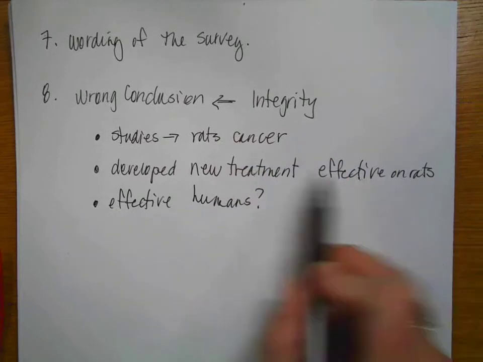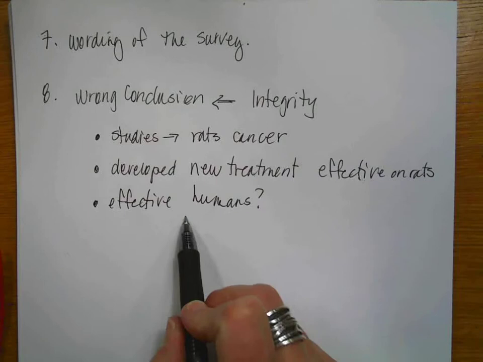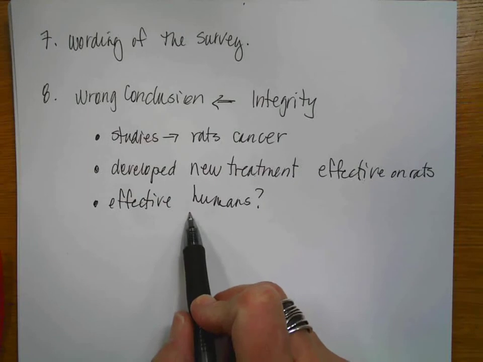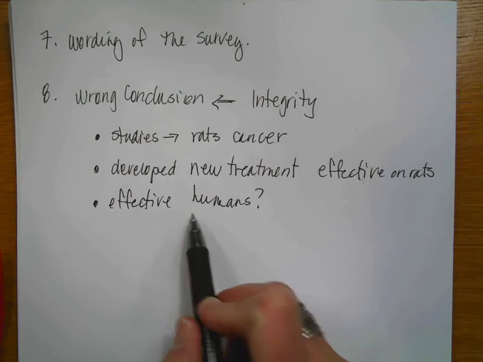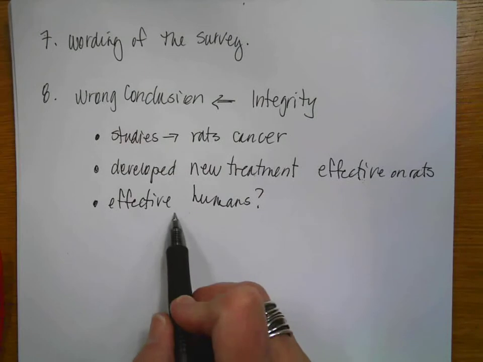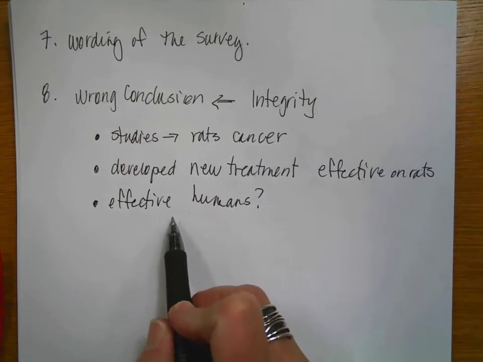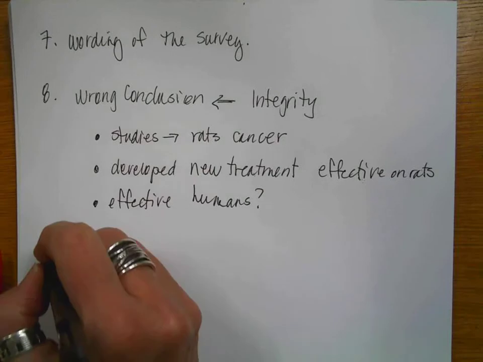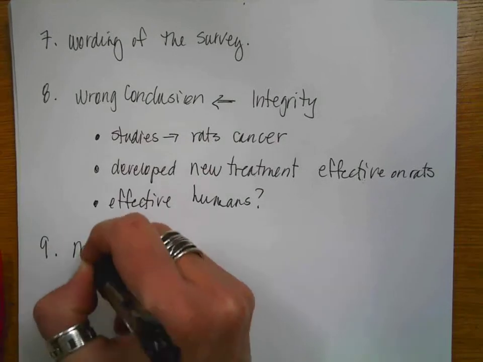So although it gives us a good place to start with a new treatment, we can't immediately go out and say that it's going to be effective on humans because they have a different physiology and maybe the results aren't going to be the same. So it gives us a place to start, but we can't immediately jump to the fact that maybe it's going to be effective in humans.